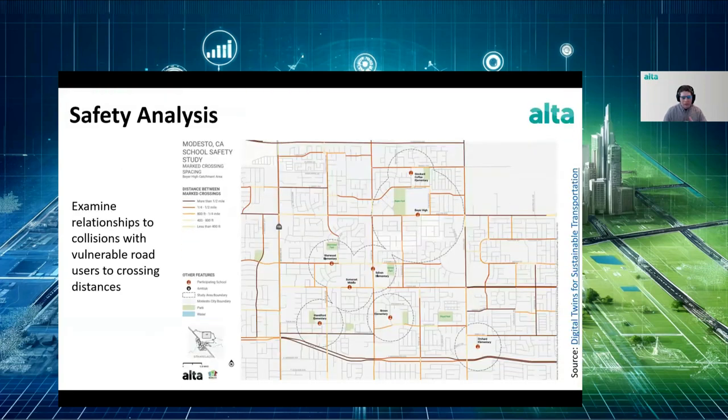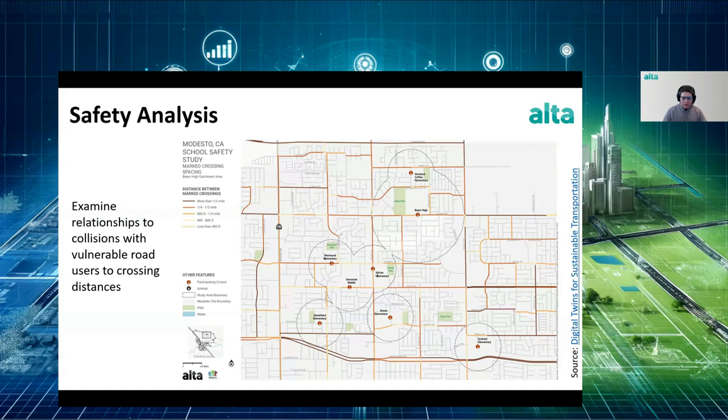Additional areas where these applications and relationships between these sets are applicable is safety analysis. In one case in Modesto, California, we used similar derived sidewalk and crosswalk data to bring a strong understanding of how the existing infrastructure related to the safety conditions near schools.